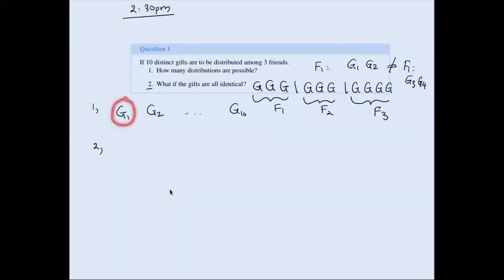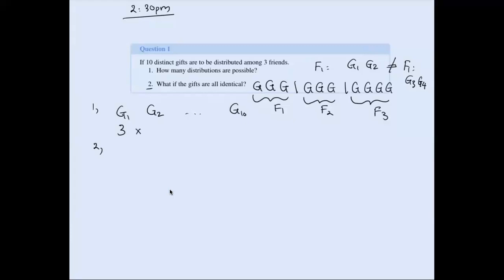I can give gift 1, 2. I have 3 friends, right? So I can give gift 1 to friend 1, friend 2, or friend 3. So I will have 3 choices. I will look at that answer later.